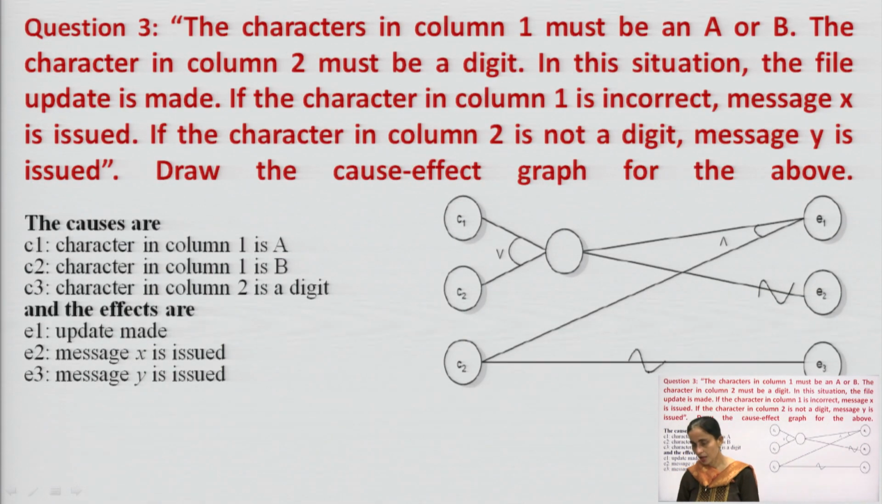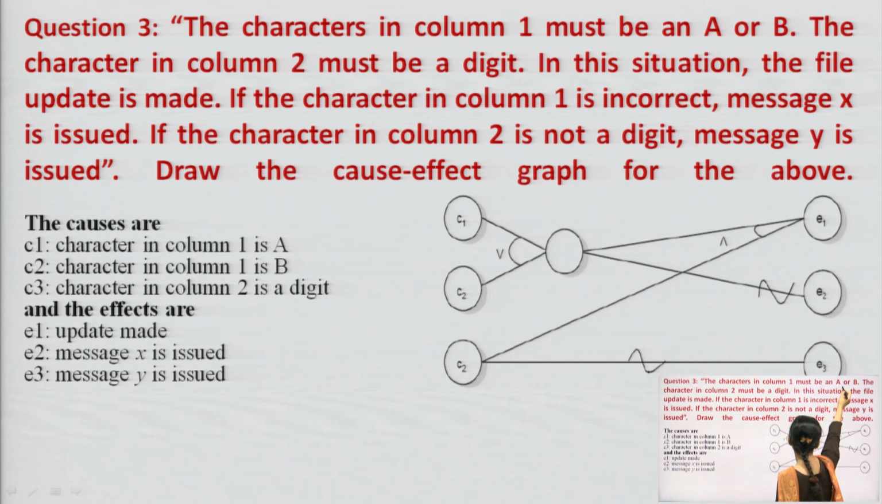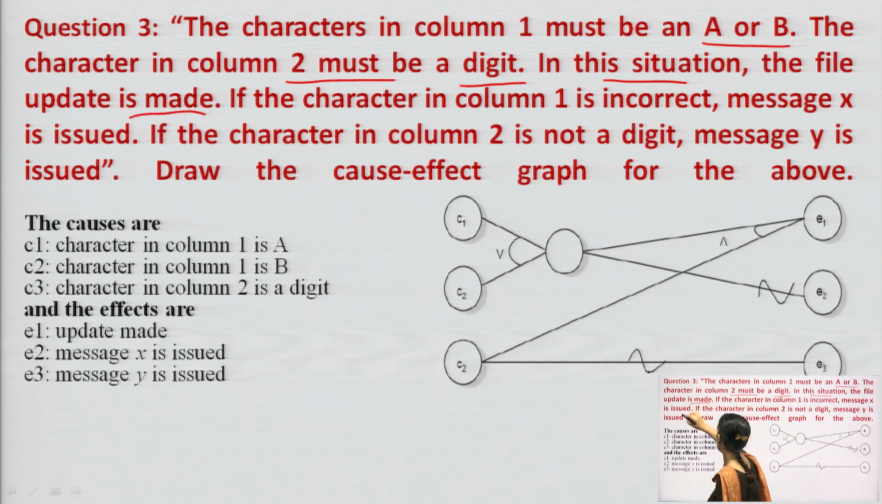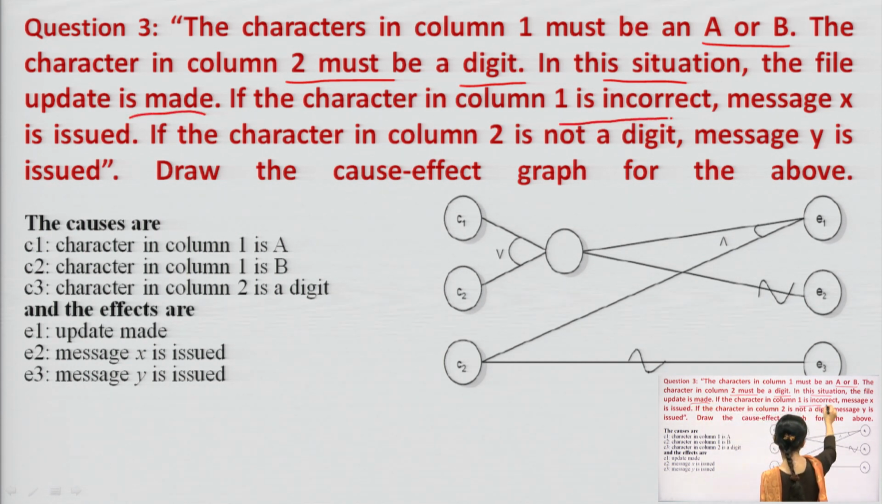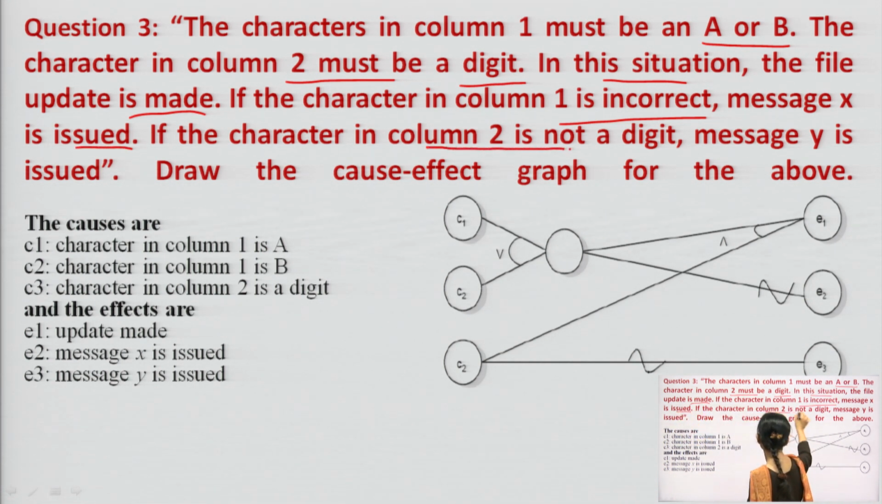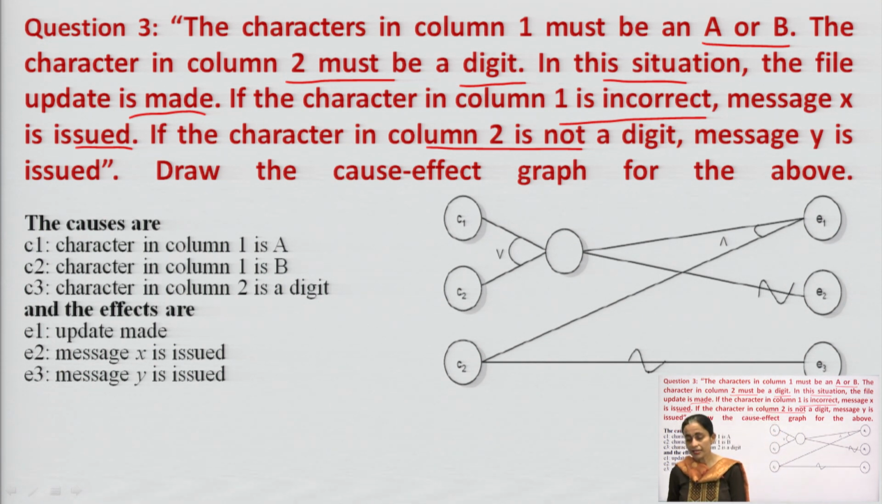Now, there is one question given to us. The character in column 1 must be an A or B. The character in column 2 must be a digit. In this situation, the file update is made. If the character in column 1 is incorrect, message X is issued. If the character in column 2 is not a digit, then message Y is issued. These are the statements given to us, and we have to draw the cause effect graph for this question.